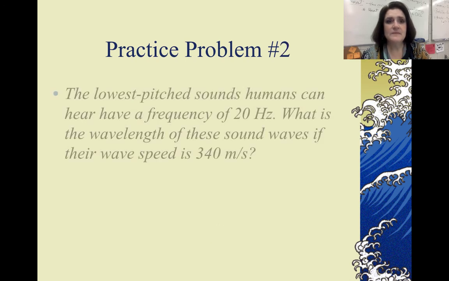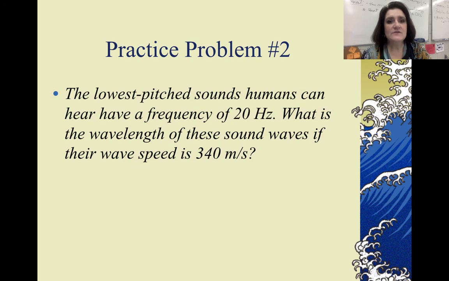2. The lowest pitched sounds humans can hear have a frequency of 20 hertz. What is the wavelength of these sound waves if their wave speed is 340 meters per second? Wavelength is velocity divided by frequency. 340 divided by 20 is 17 meters.